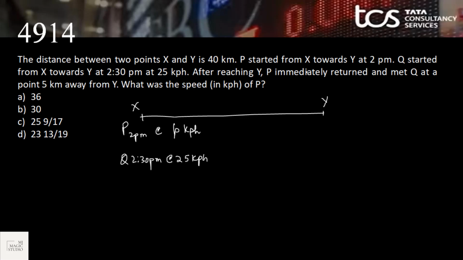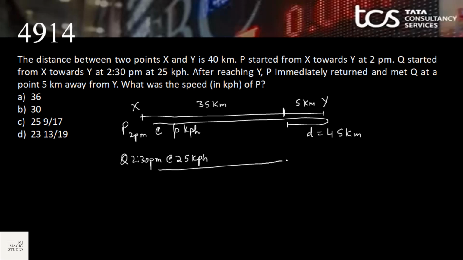After reaching Y, P immediately returned and met Q at a point which is 5 km away from Y. So this is 5 km, and this one is 35 km. The journey of P is going the entire 40 km and coming back 5 km, so the distance traveled by P is 45 km. The journey of Q is only going from X until this point. Distance traveled by Q is only 35 km.